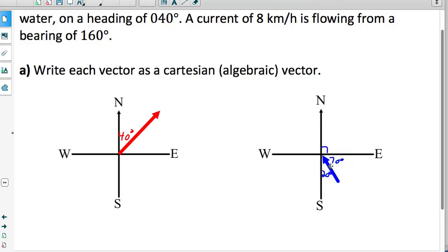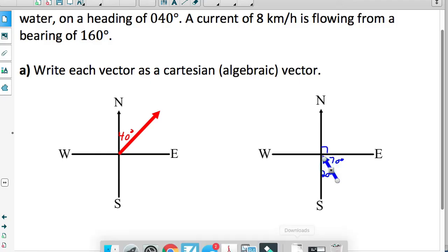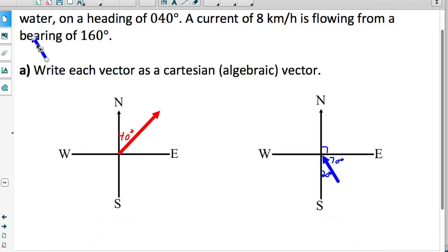And to describe it as an algebraic vector, I need to reposition it so its tail is at the origin. So let me just redraw it so it's here. And then knowing that opposite angles are equal, I would know that this angle in here is 20 degrees, which means that this full angle, 90 plus 20, I'll call that theta, is equal to 110 degrees, right?